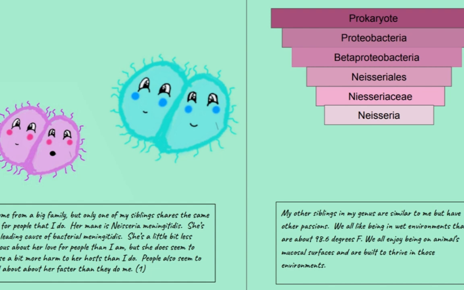My other siblings in my genus are similar to me, but have other passions. We all like being in wet environments that are about 98.6 degrees Fahrenheit. We all enjoy being on animals' mucosal surfaces, and we are built to thrive in those environments.